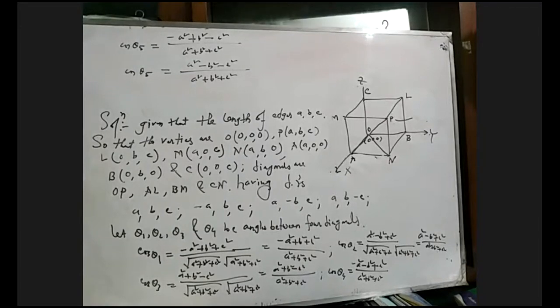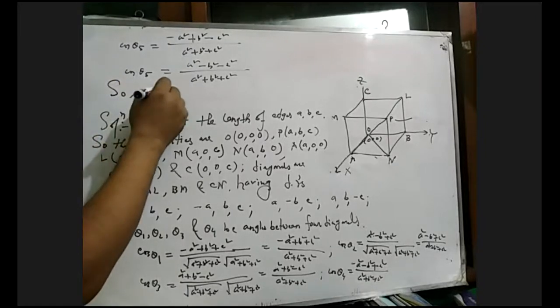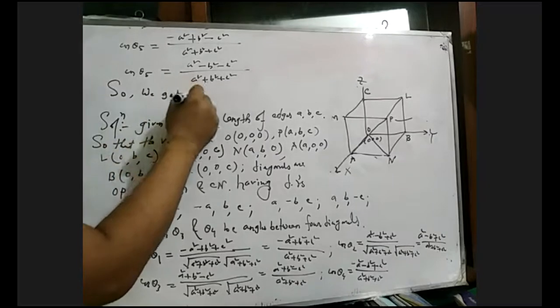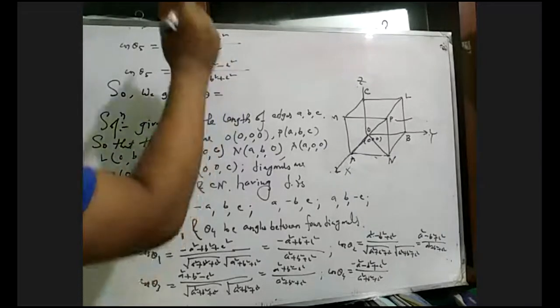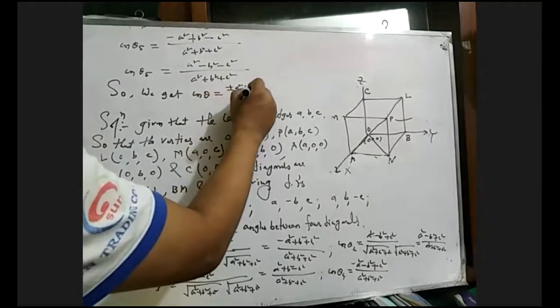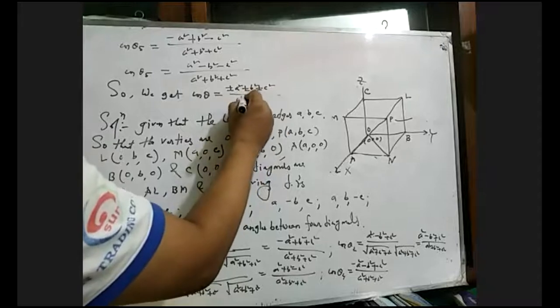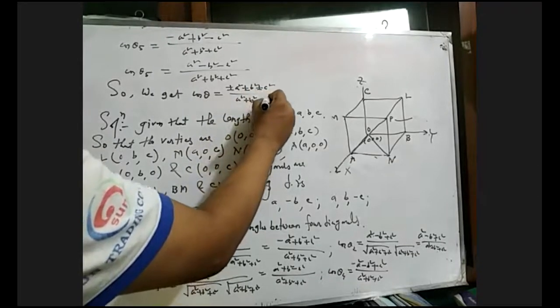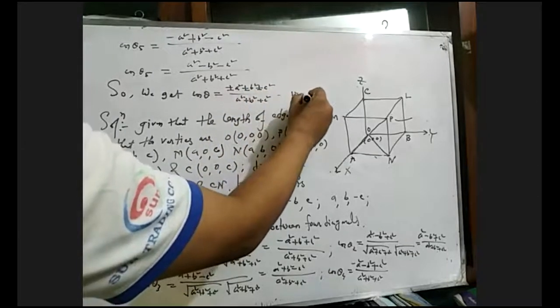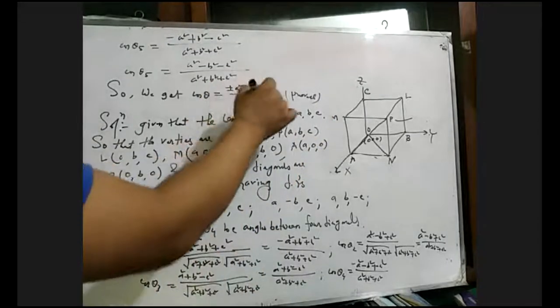So from all the angles, we conclude that all these angles can be written as plus minus a square plus minus b square plus minus c square divided by a square plus b square plus c square. This is the proof, because everywhere the angles are a combination of this.